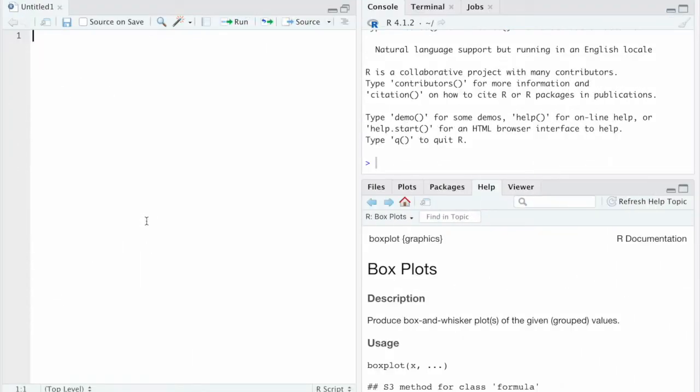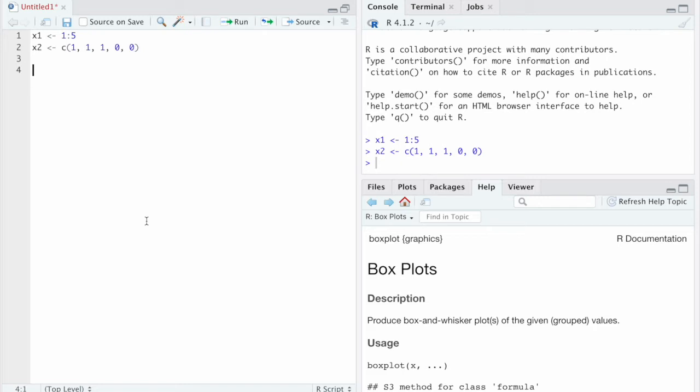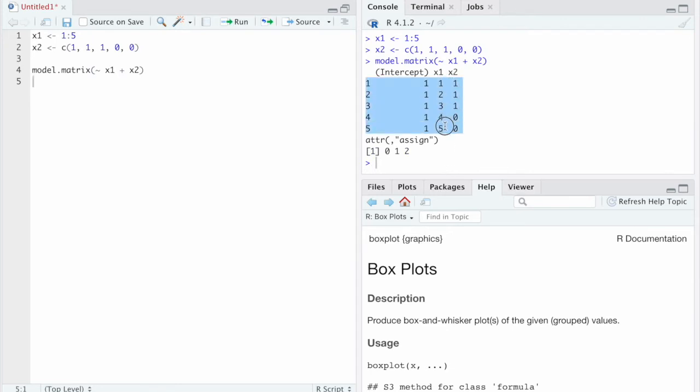Let's just use some dummy variables. x1 is the numbers from 1 to 5, and x2 is 1, 1, 1, 0, 0. Then we can use model.matrix to see how R constructs design matrices from formulas. If I just write x1 plus x2, we've seen that before, and we get this design matrix, and that makes sense. There is a column for the intercept, which is constant 1. Then there's a column x1, which we defined to be the numbers from 1 to 5, and x2, which we defined as 1, 1, 1, 0, 0. There is also an attribute attached to the matrix, but it does not affect the numerical values.